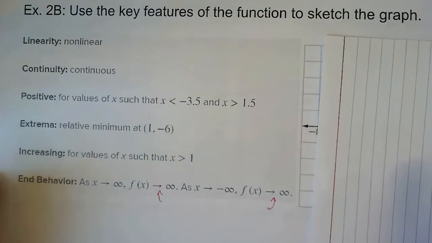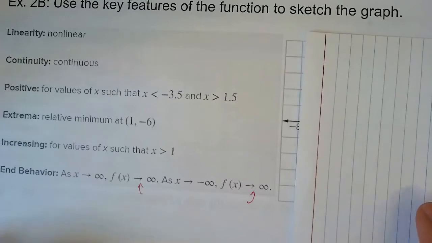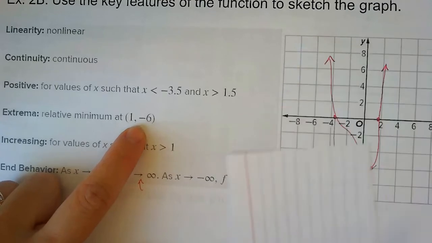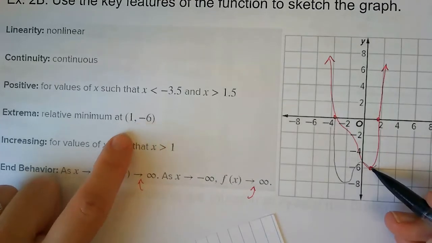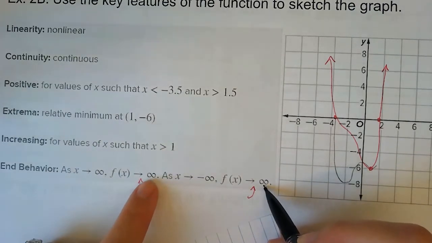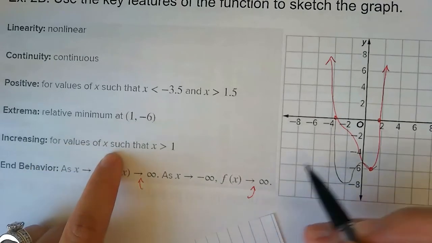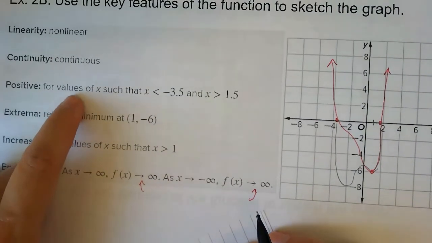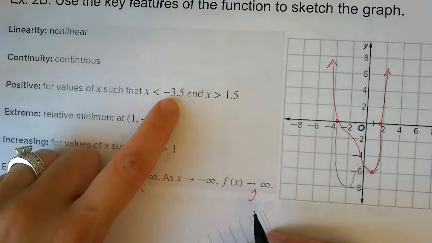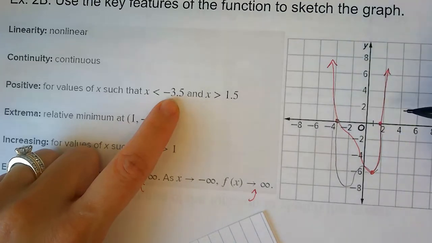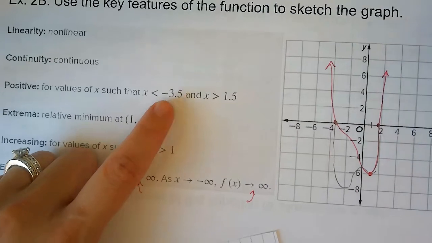Here's another nonlinear function. We see that we have a relative minimum at 1, -6, so I plotted that point here. Then we also know that our tails are both facing up because I have positive infinities. It's increasing from x greater than 1. So at 1 here, I know that I am going upwards, so that's how I drew that part. I know for values x such that x less than -3.5 is where it's going to become positive again. So here's an x-intercept at -3.5. Here's another x-intercept at 1.5.